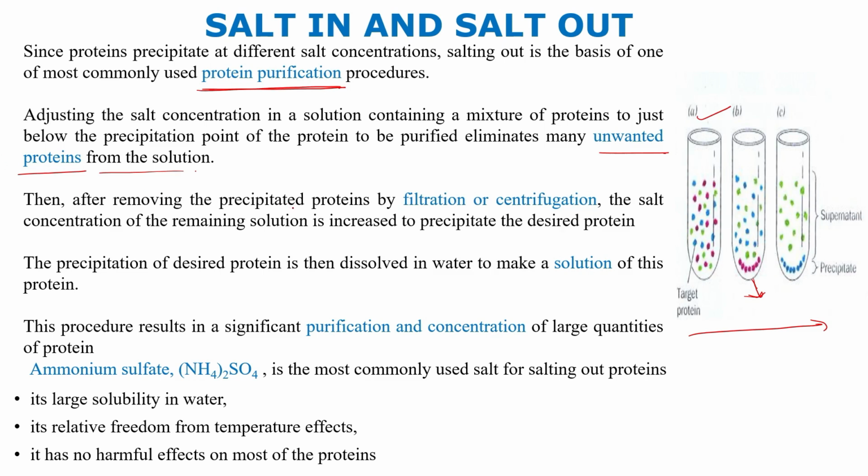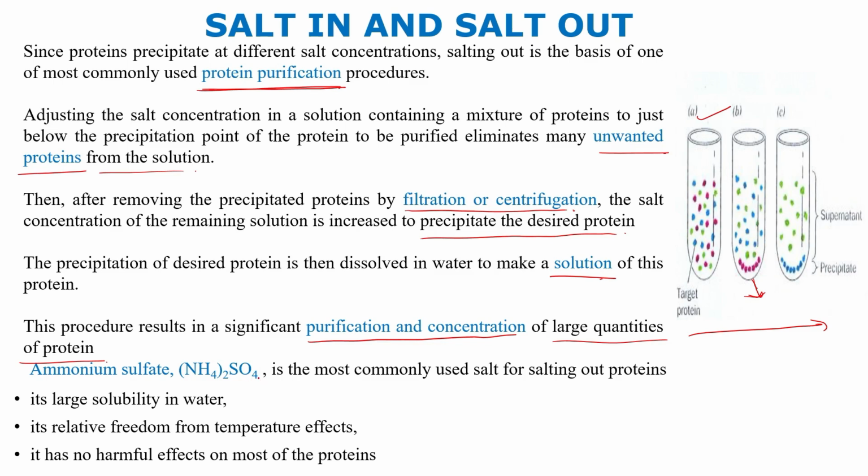Okay, then after removing the precipitated proteins by filtration or centrifugation, the salt concentration of the remaining solution is increased to precipitate the desired protein. So we are targeting the next protein, which is the blue color protein, and we will increase the salt concentration, and we know at a particular salt concentration that protein molecule will get precipitated, and then we will centrifuge it. The precipitated protein is then dissolved in water to make a solution of this protein, and this procedure results in significant purification and concentration of large quantities of protein. So as I told you, that is the most common method for protein purification and concentration.